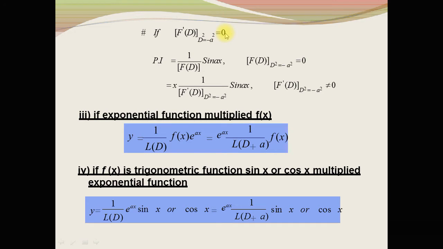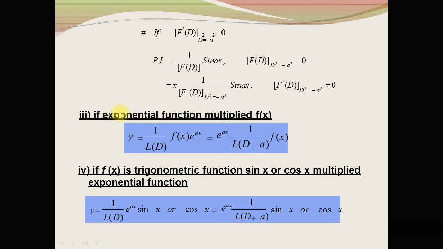And if this is equal to 0, then again take the derivative of the differential operator, put a x here, and 1 over f dash of d, put d square as minus a square, and this will be not equal to 0.